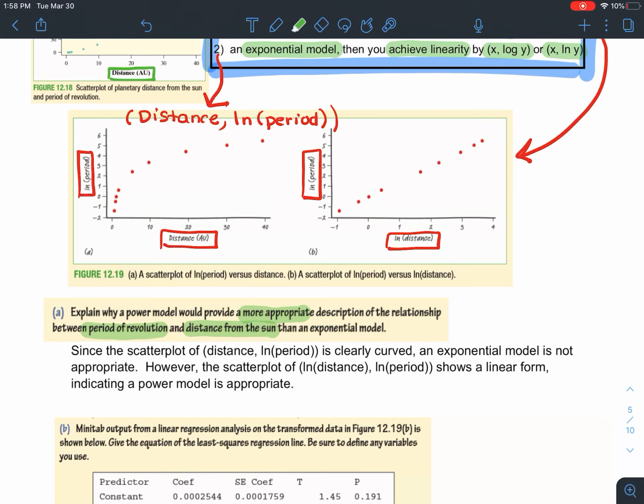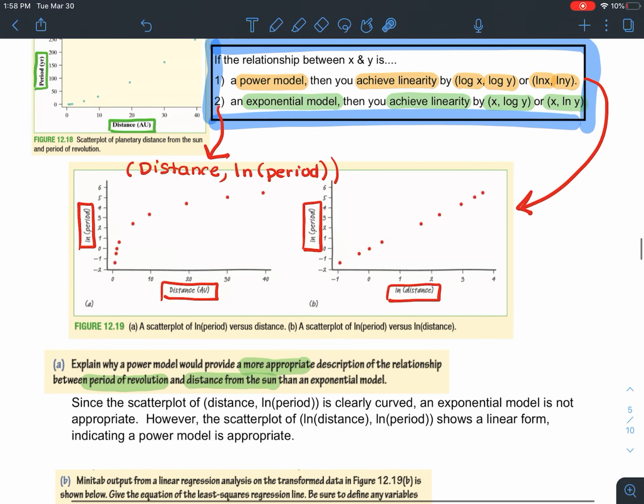So we can see here that our answer to this, and I already have this typed here, is: since the scatter plot of distance and natural log of the period clearly is curved, that was this right here, that is showing that an exponential model is actually not appropriate. However, the scatter plot of natural log distance, natural log period, shows a linear form, indicating that a power model is more appropriate.